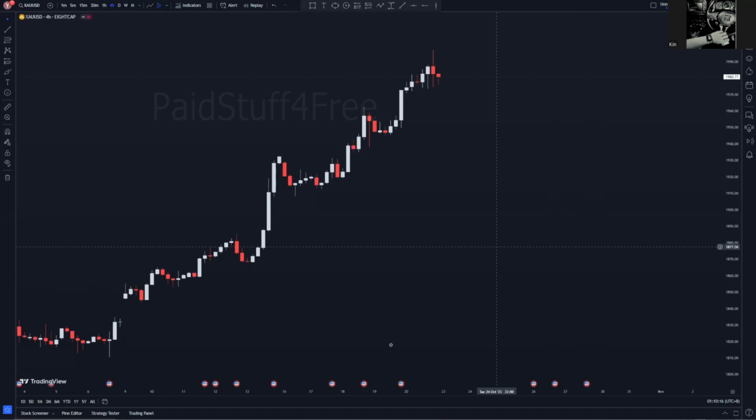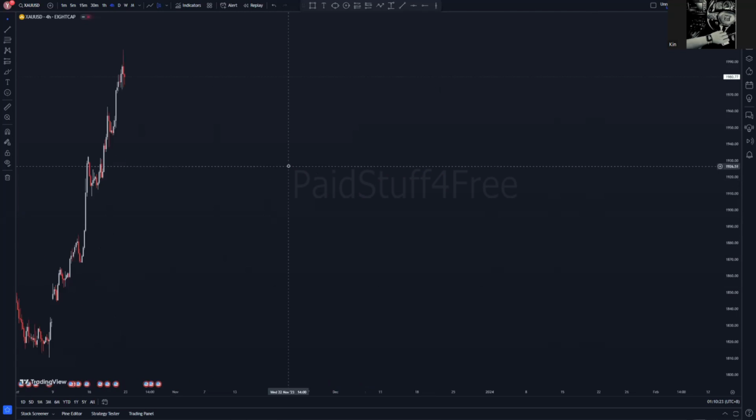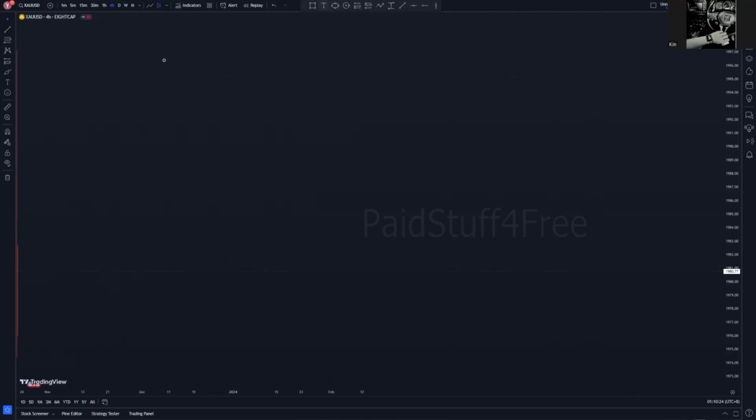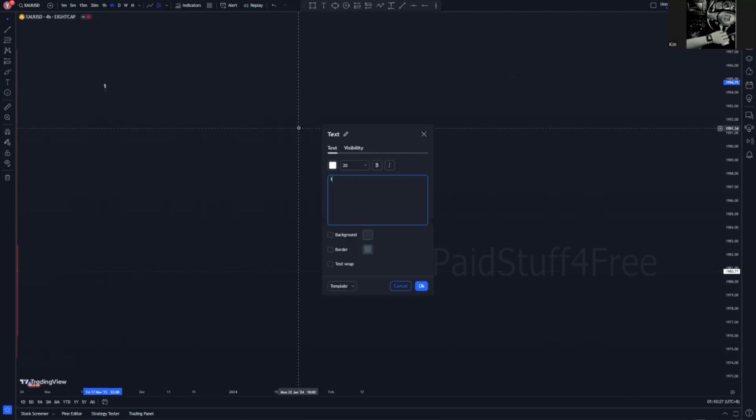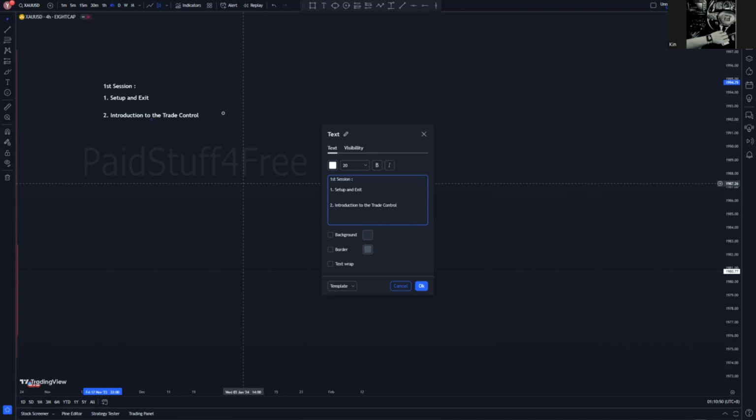All right. So the first session is not that long because we are going to talk about just two topics. Number one, we are going to talk about the setup and the exit. And then the second topic, we're going to talk about the introduction to the trade control. So the first one and the second one.